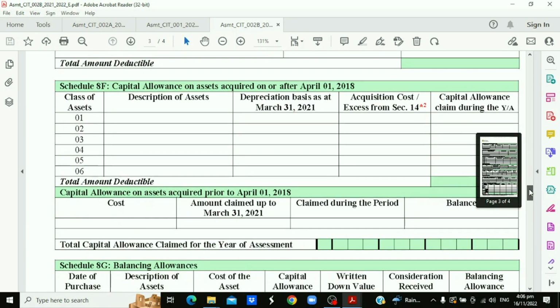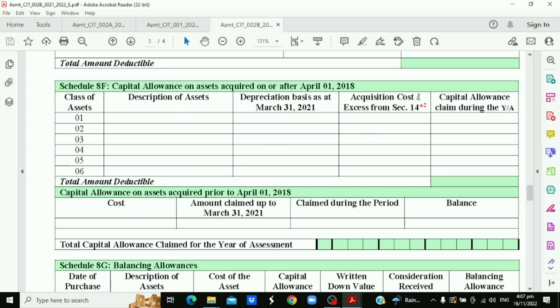Schedule 8F, capital allowance on asset acquired on or after 1st April 2018, right? Then capital allowance, if it is an asset acquired after 1st April 2018, we can identify based on the class of the asset, right? Then first you can identify the description of the asset, then depreciation base as at 31st March 2021, right?